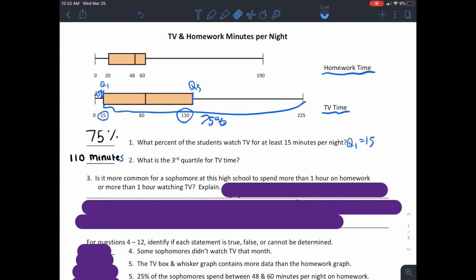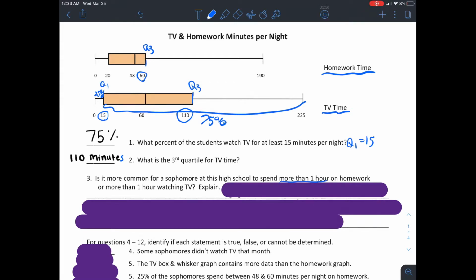Our next question is really where we start to get into comparing. So is it more common for a sophomore at this high school to spend more than 1 hour on homework or more than 1 hour watching TV? Explain. So let's take a look at our data a little more in depth. There are 60 minutes in an hour. 60 minutes represents our Q3 for homework time. It's asking us for more than an hour.